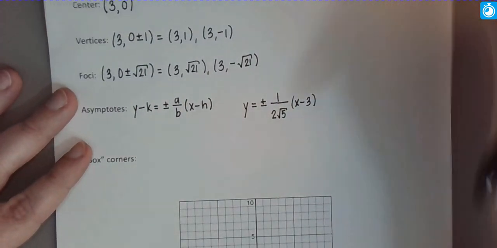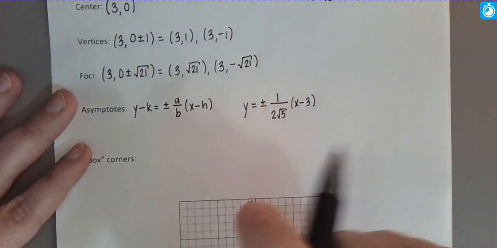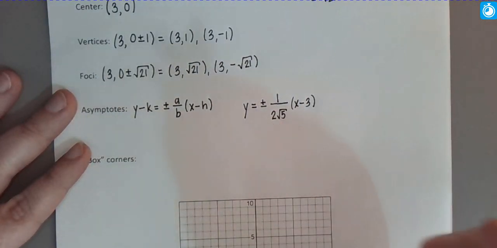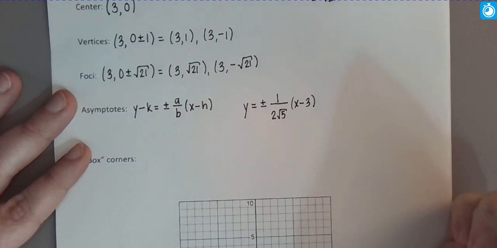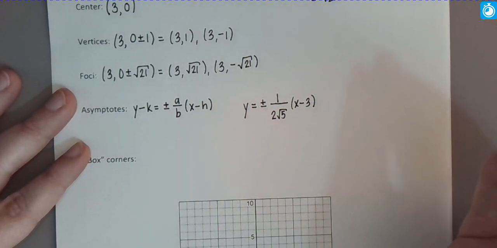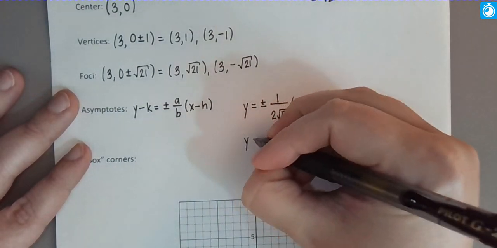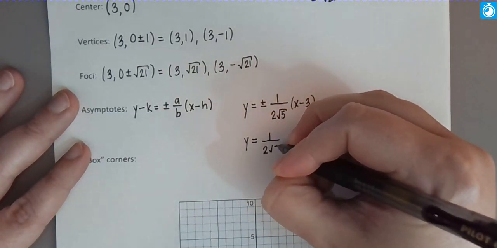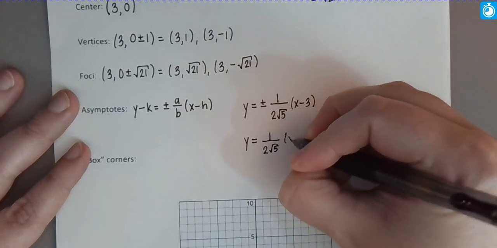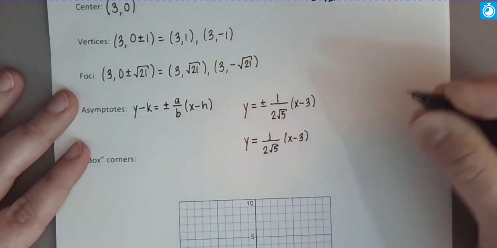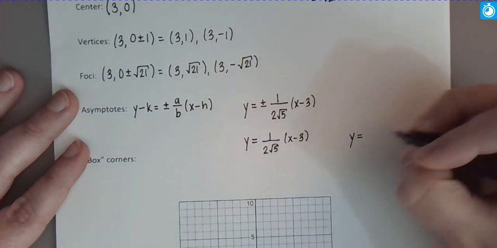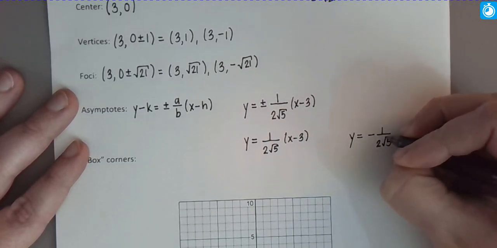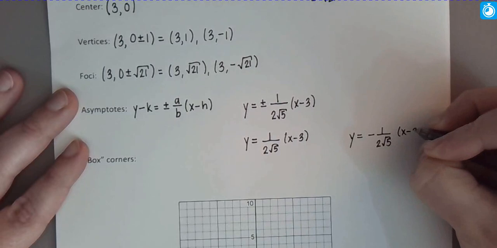We want to write these in a better form. Keep in mind that this actually represents two separate lines. One version of this line has a positive slope and one version has a negative slope. So we're going to go one step further and split this up into two separate equations. Our first equation has a slope of 1 divided by 2 root 5, multiplied by x minus 3. And for the other, we have a slope of negative 1 divided by 2 root 5, multiplied by x minus 3.